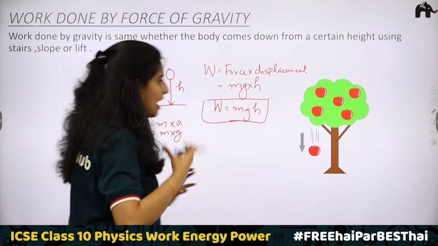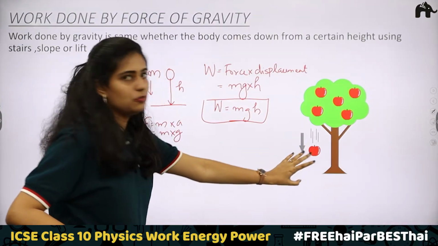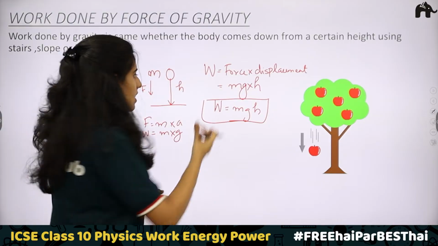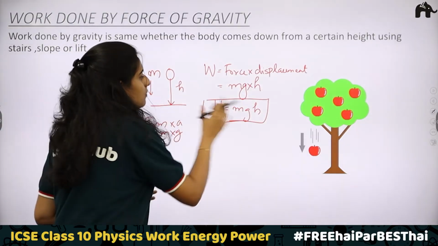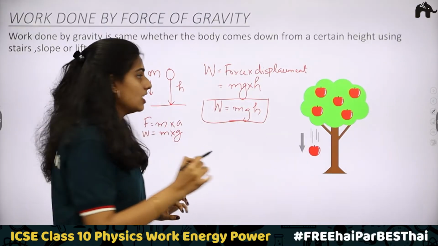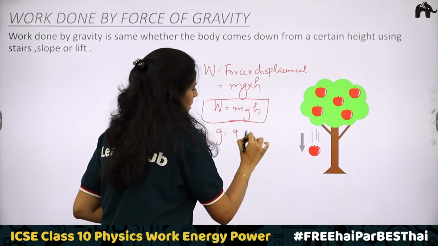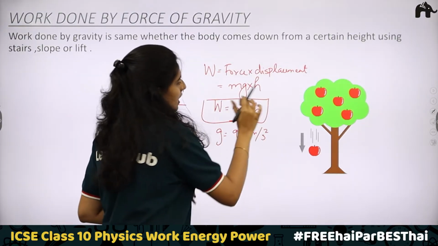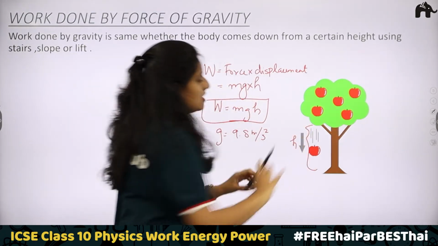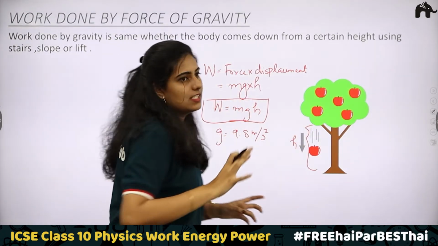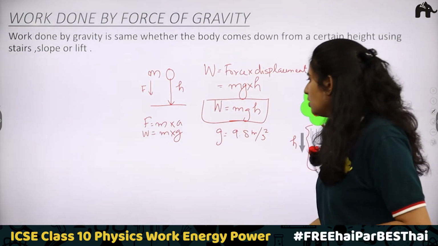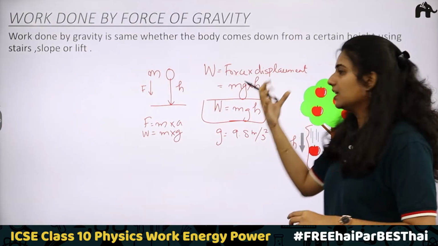Because of the force of gravity, there is work done. For this apple to fall, or when I am dropping a ball, what is happening? The earth is attracting with the force of gravity. The work done by force of gravity, W is equal to mgh, where m is mass, g is acceleration due to gravity, the value of g is 9.8 meter per second square, and h is the height through which it has travelled. In this case, this is the distance travelled and this is the required height. This case is when the body is moving in the same direction as the force applied. Force is applied downwards and the body gets displaced downwards.